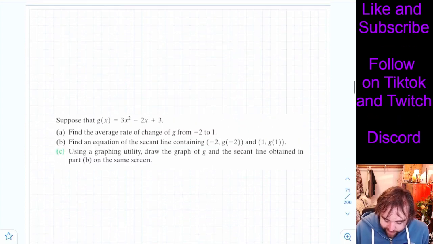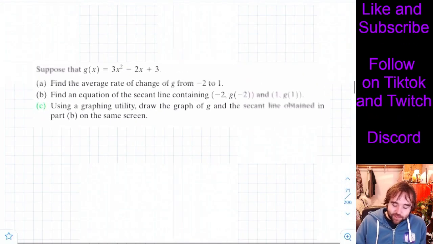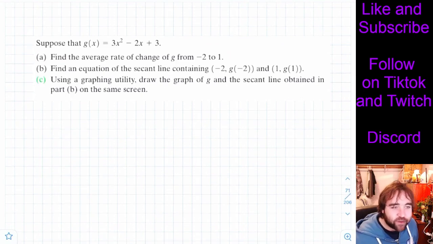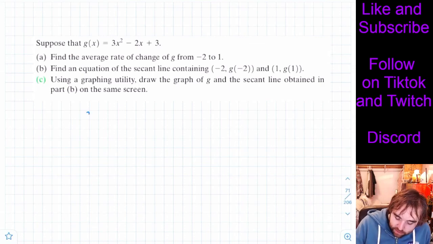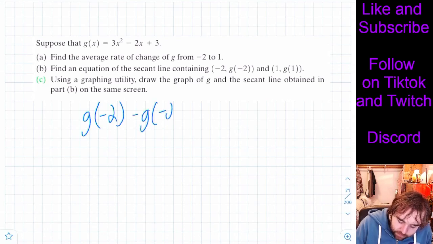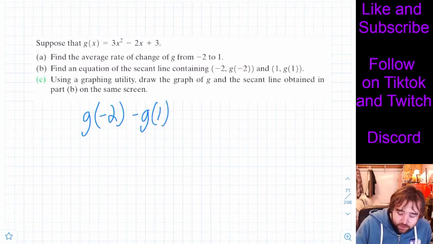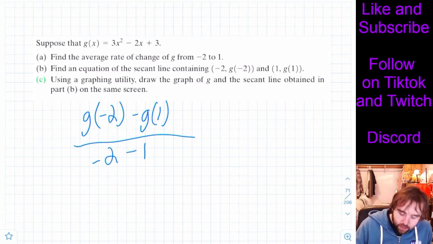I thought we were about to do that here, but no, we're about to go to Desmos to do some cool stuff. So suppose that g of x is that. Find the average rate of change of g from -2 to 1. Okay, we can do that. We'll do just like we did last time, now that we have it down as a formula. And remember with slope, too, the nice thing is it doesn't matter which one you do first, as long as you match them up properly. So it will be just fine to do g of -2 minus g of 1 over -2 minus 1. And we just got to do that out.